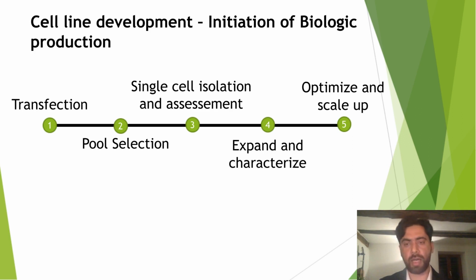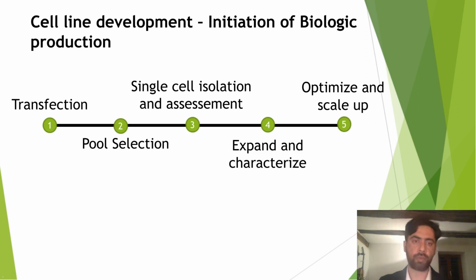So once we have isolated the single cell and produced a colony of that single cell, whichever is working the best for our purpose in question, then we will expand that particular cell clone and then characterize it as well. And characterization, of course, is dependent on different kinds of vectors. So once we have that as well, the final step would be the optimization process. So optimization would be not only for the cell line, but also for the biologic production part as well. And once we have optimized this process, we would scale it up.